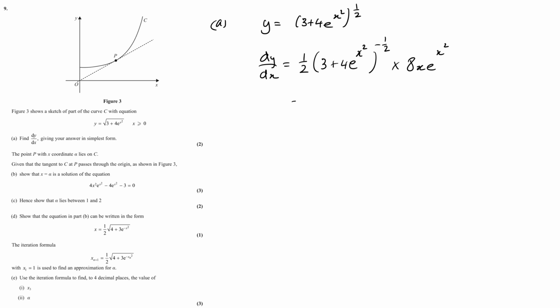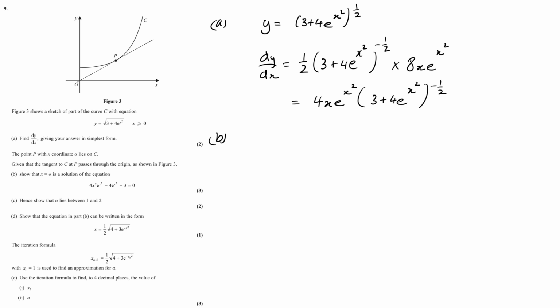Obviously we've got the times half in the front, so that's 4x e to the x squared, brackets 3 plus 4e to the x squared, to the minus a half. Obviously you could put this back into a root on the bottom, but I'm going to leave it as is. It's only worth 2 marks, so let's not risk making any mistakes.